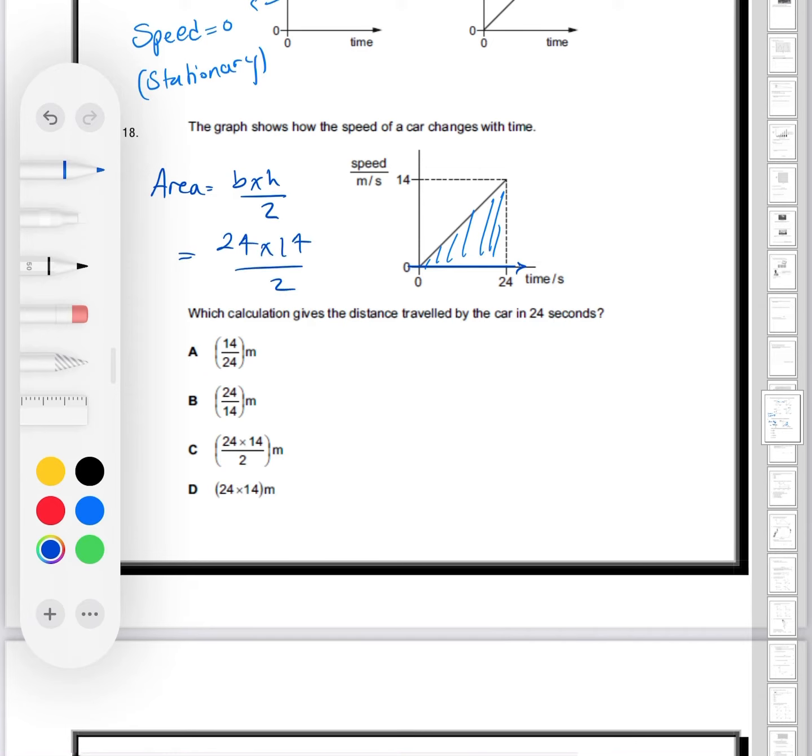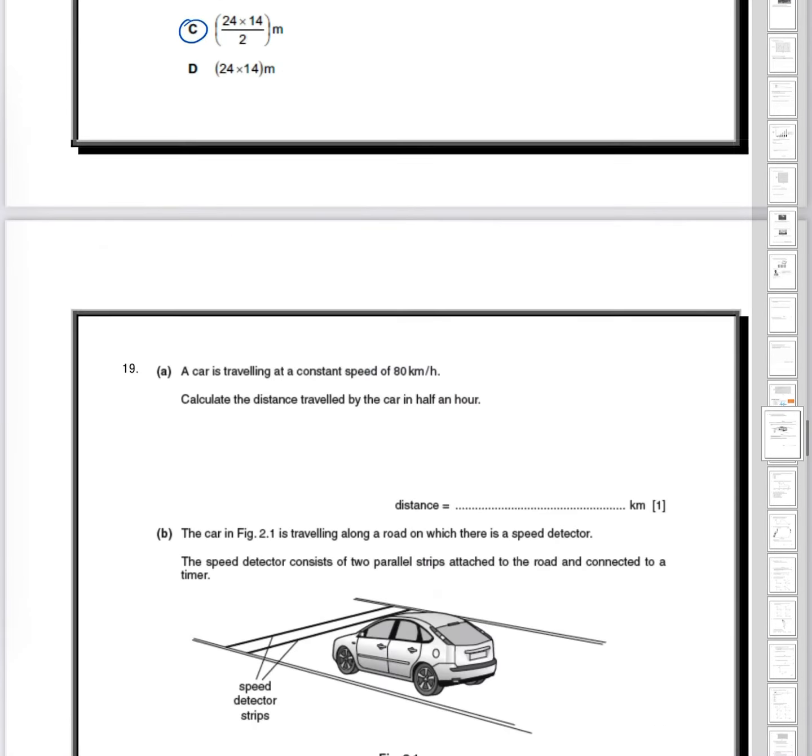Now notice that the answers are given. It says which calculation gives the distance. So you can obviously choose C, as that represents our calculation. Moving on to the next one.